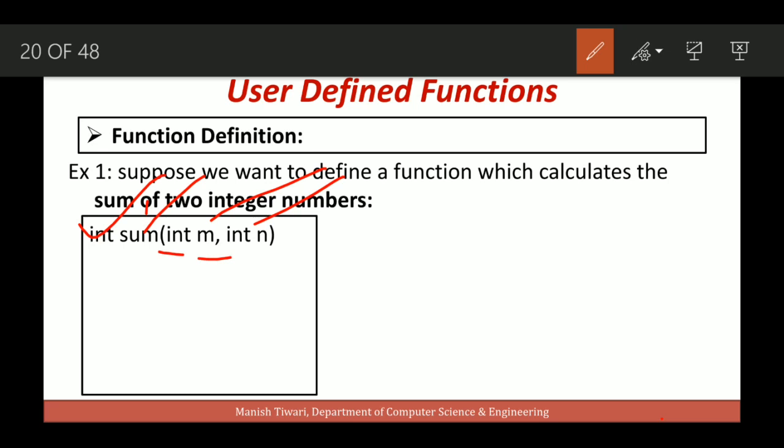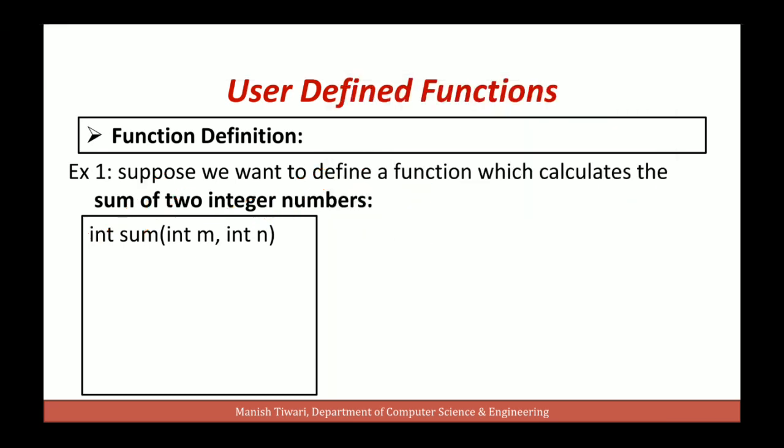Then inside curly brackets we will write all the instructions of this function. So what we will do, we will just take an integer s and calculate the sum of these m and n, then we can return this value s as output of this function. So this is the definition of this function.